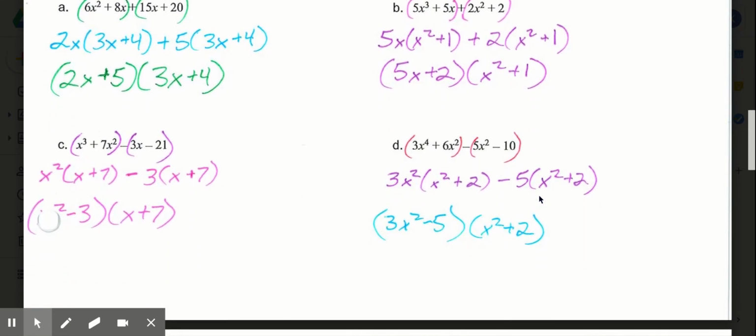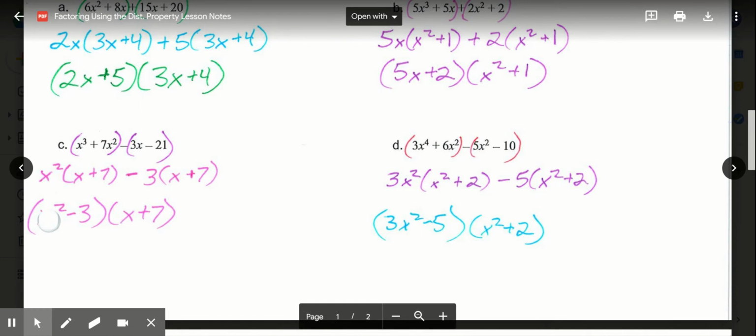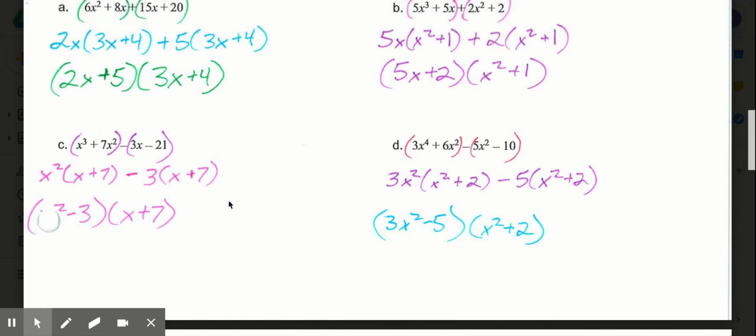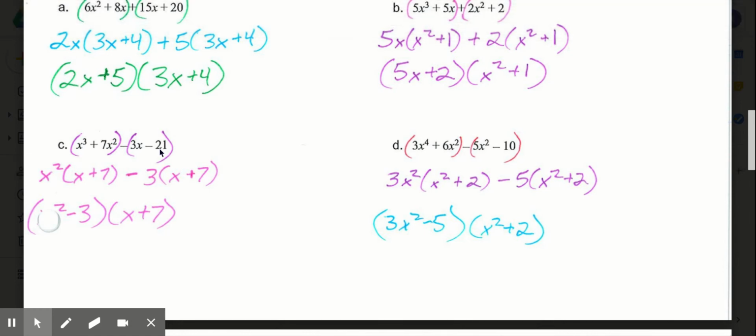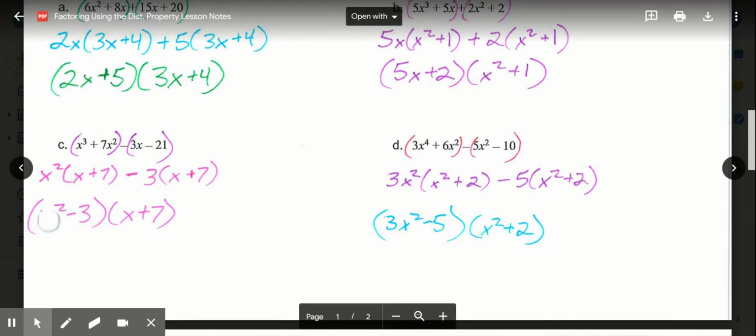Now if we look at C, we have x to the third plus 7x squared minus 3x minus 21. So we group our two different binomials. Then we look at the first one, x to the third plus 7x squared. We can factor out x to the second. So left on the inside would be x plus 7.